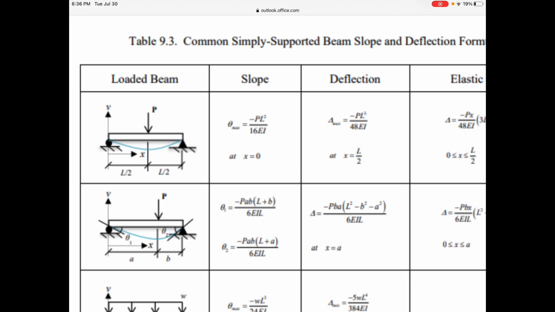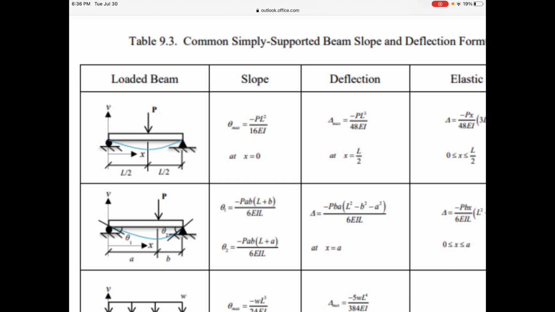And then in the third column, you have a maximum deflection or a deflection at a particular point formula. So in this top case, you have delta max as negative PL cubed over 48 EI at x equals L over 2. So that's telling us that the maximum vertical deflection is downward.